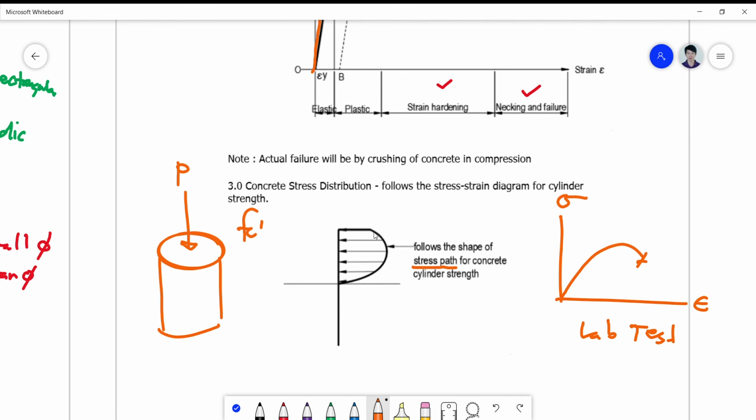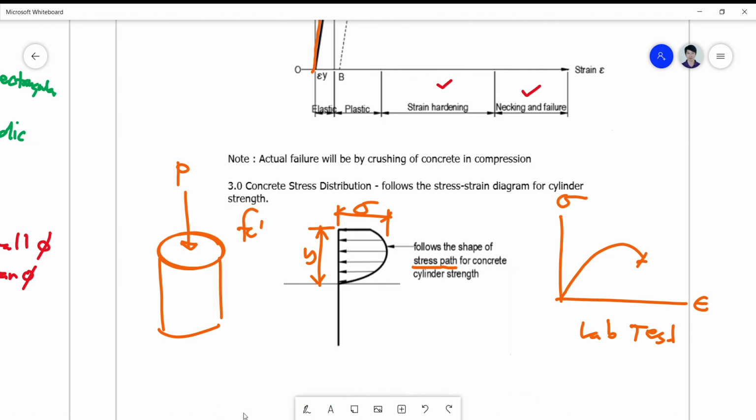Okay, so this is stress versus distance. Okay, the distance is represented by a unit strain. The stress here is represented by the stress here. Okay, so that this is another assumption used by the ACI for flexural members.